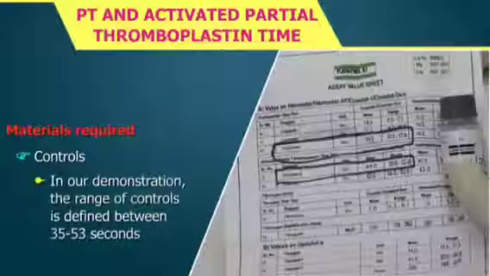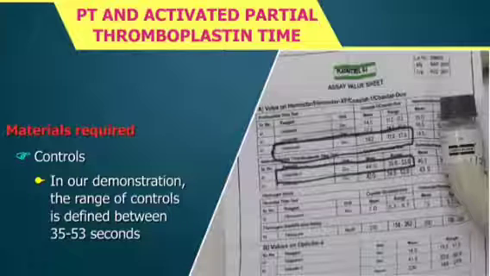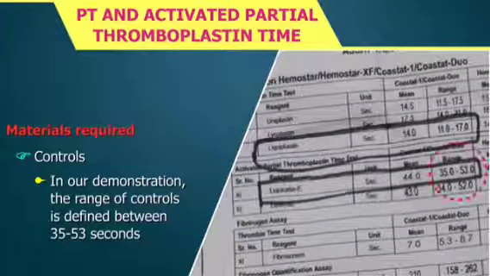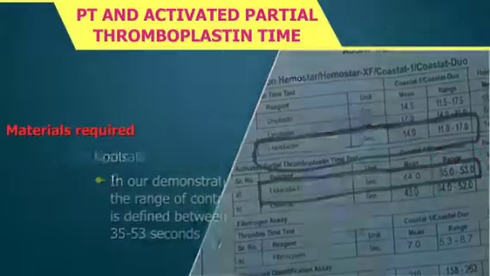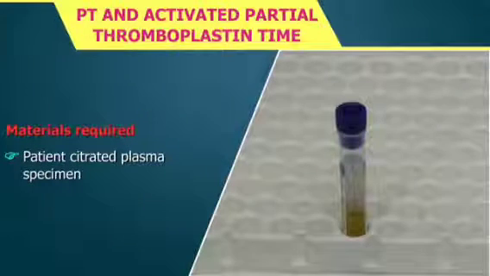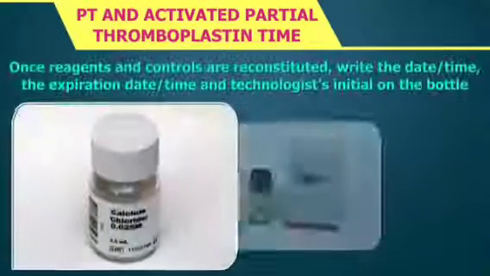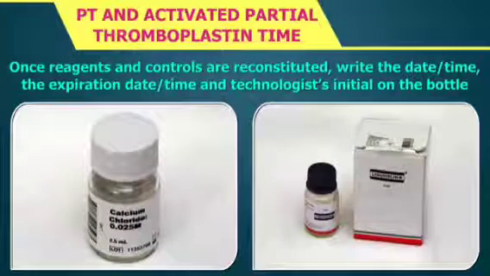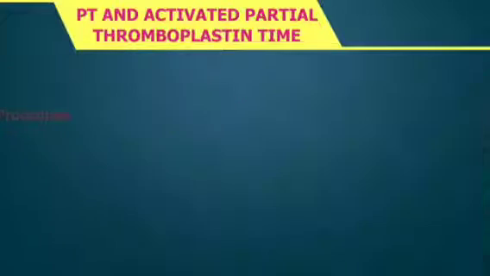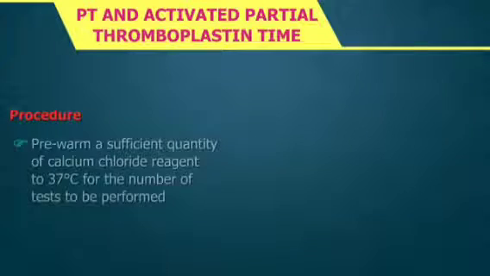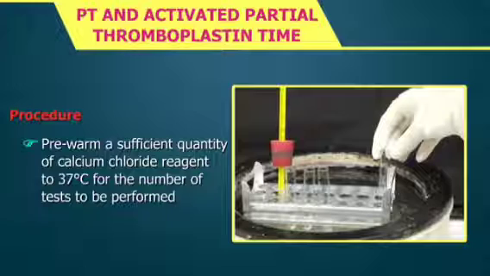10. Controls. In our demonstration, the range of controls is defined between 35 to 53 seconds. 11. Patient's citrated plasma specimen. Once the reagents and controls are reconstituted, write the date, time, the expiration date, time, and technologist's initials on the bottle. Procedure. 1. Pre-warm a sufficient quantity of calcium chloride reagent to 37 degrees Celsius for the number of tests to be performed.